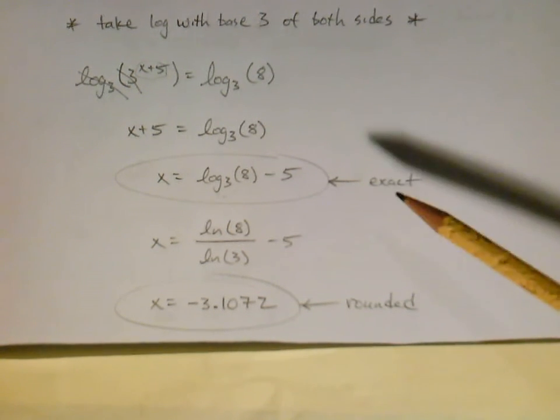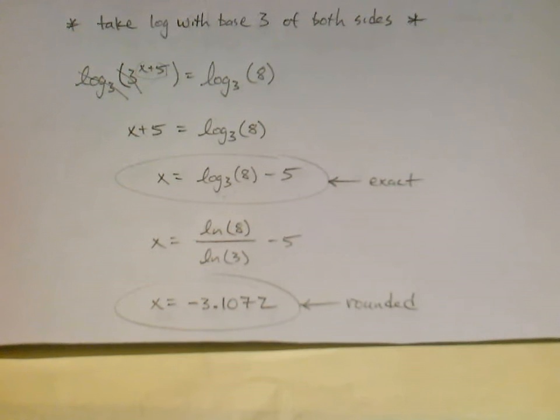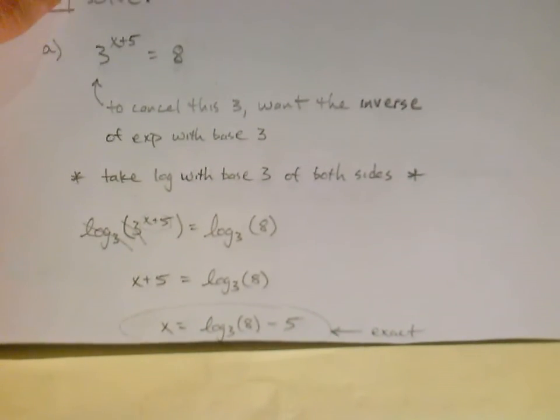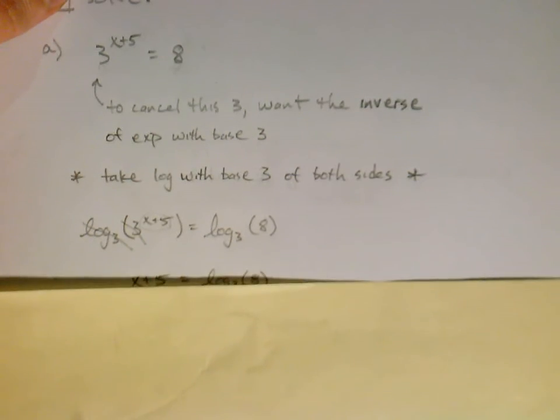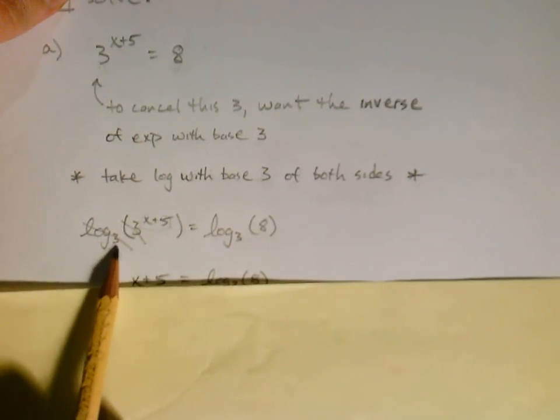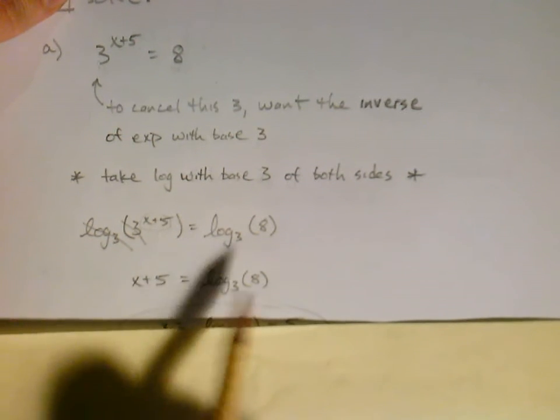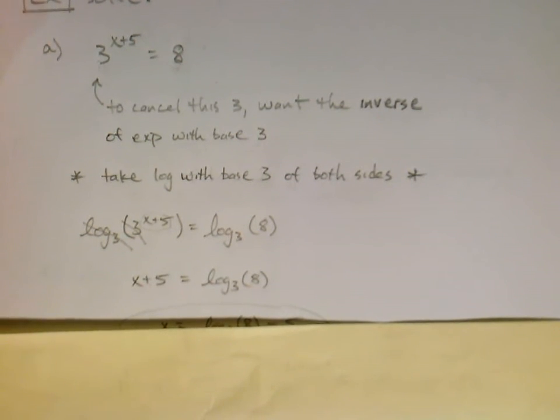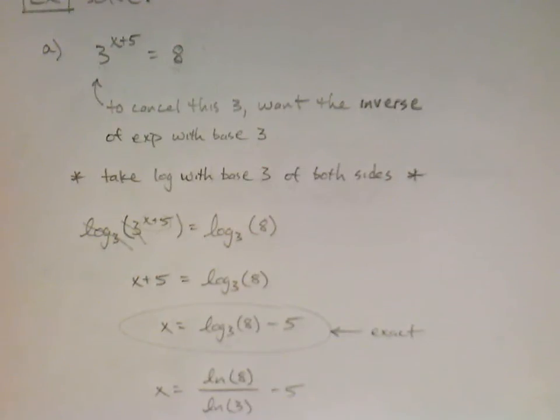Pros and cons, strengths and weaknesses. It's not unusual for questions to ask for both the exact and the rounded versions of your answer. Okay, so of course the key was, way back at the beginning, recognizing we had an exponential with base 3. So to cancel that out, we needed a log with base 3. And then it was pretty quick after that. All right, let's try another one.